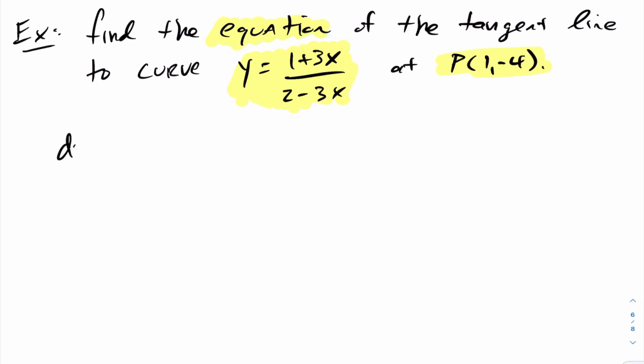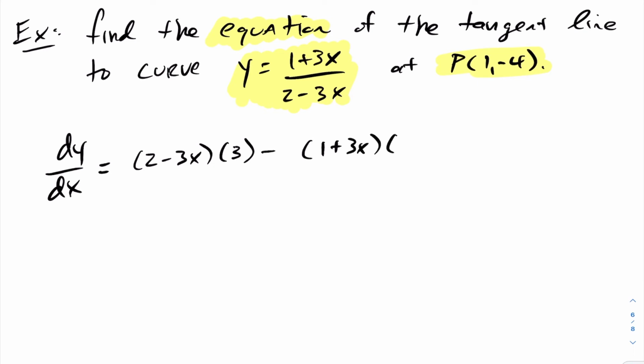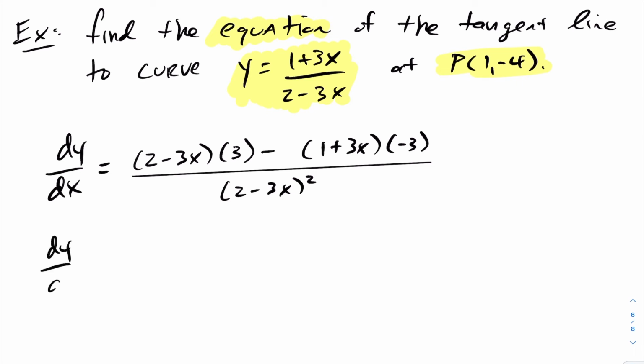So we're going to take our derivative here. So this will be dy dx is the bottom times the derivative of the top, which is 3, minus the top times the derivative of the bottom, which is negative 3, all divided by the bottom squared. Now we don't have to simplify this expression here because I'm interested in finding the value of the slope of the tangent equation, in which case I can just take my derivative and evaluate it when x is 1.